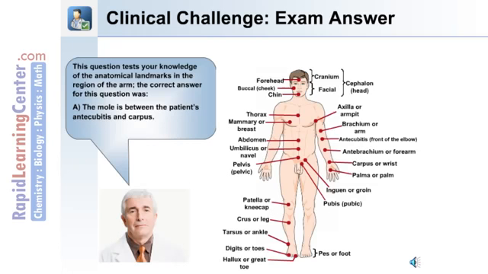Here's the answer. This question tests your knowledge of the anatomical landmarks in the region of the arm. The correct answer for this question was A. The mole is between the patient's antecubitus and carpus.